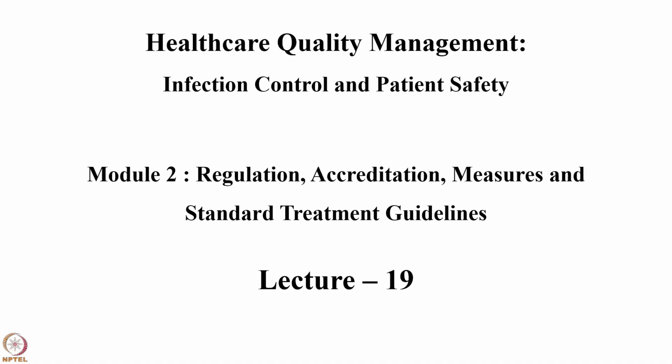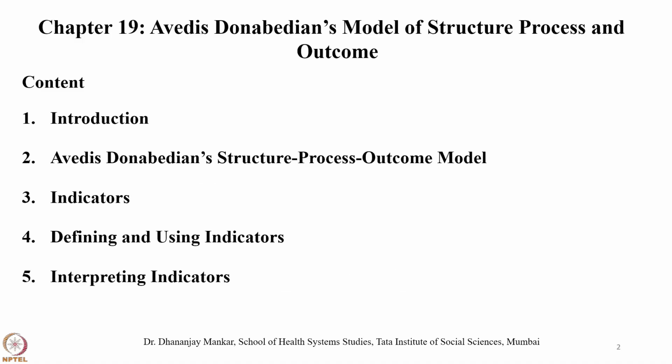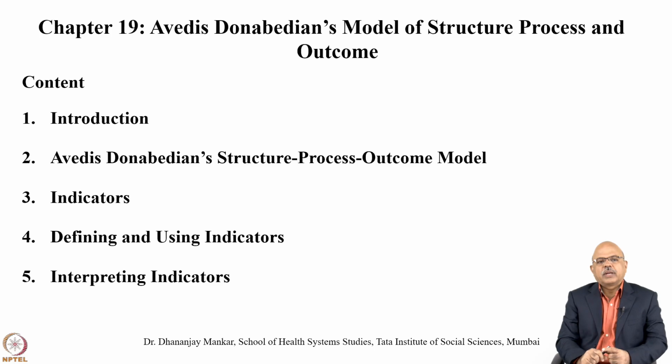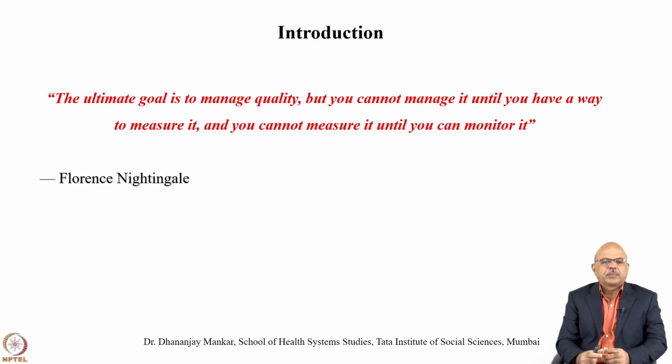In continuation with Module 2, Regulation, Accreditation Measures and Standard Treatment Guidelines, we will be concentrating today on Chapter 19, that is the Avedis Donabedian model of structure, process and outcome. Here we would be discussing the entire model, plus the indicators, and how we have to use the indicators in the processes and interpret them.